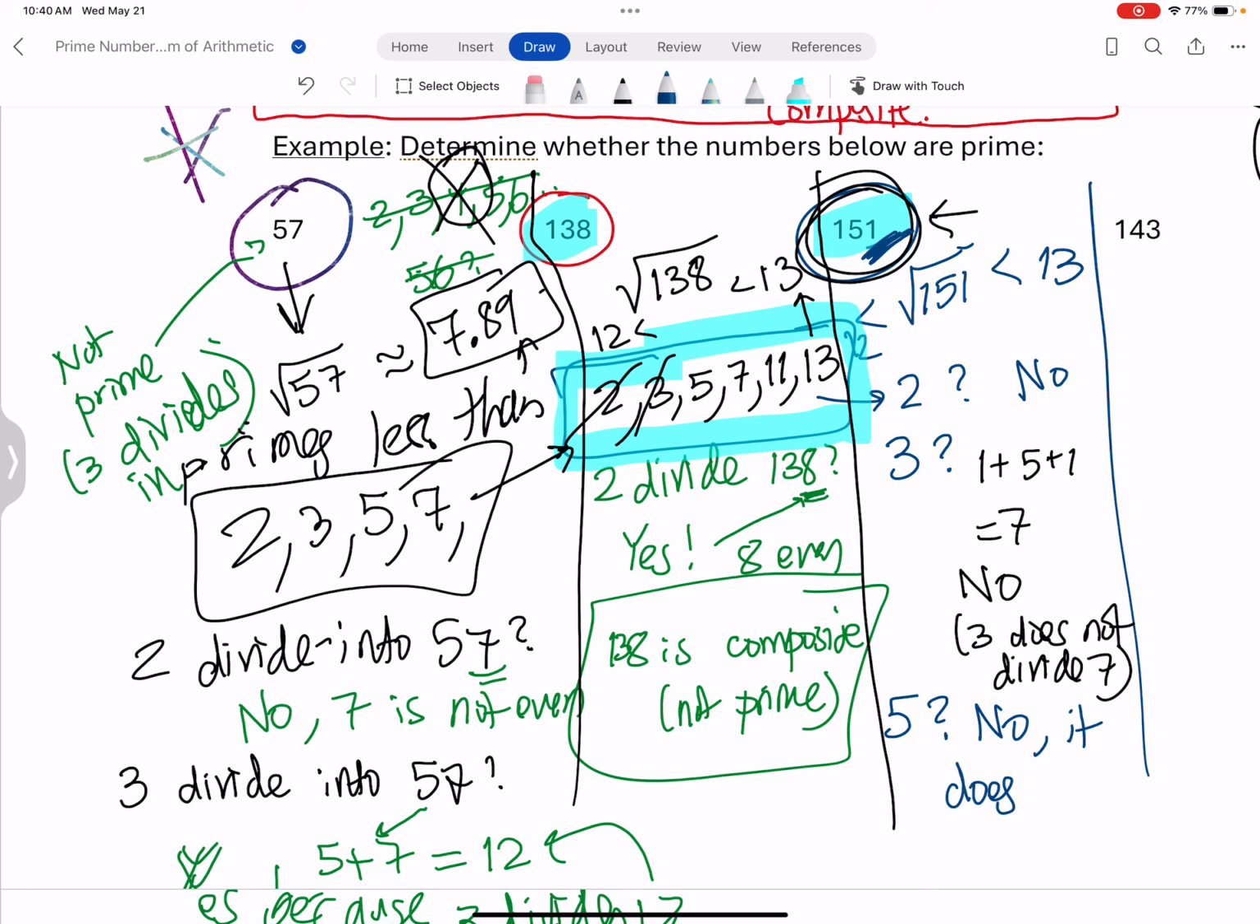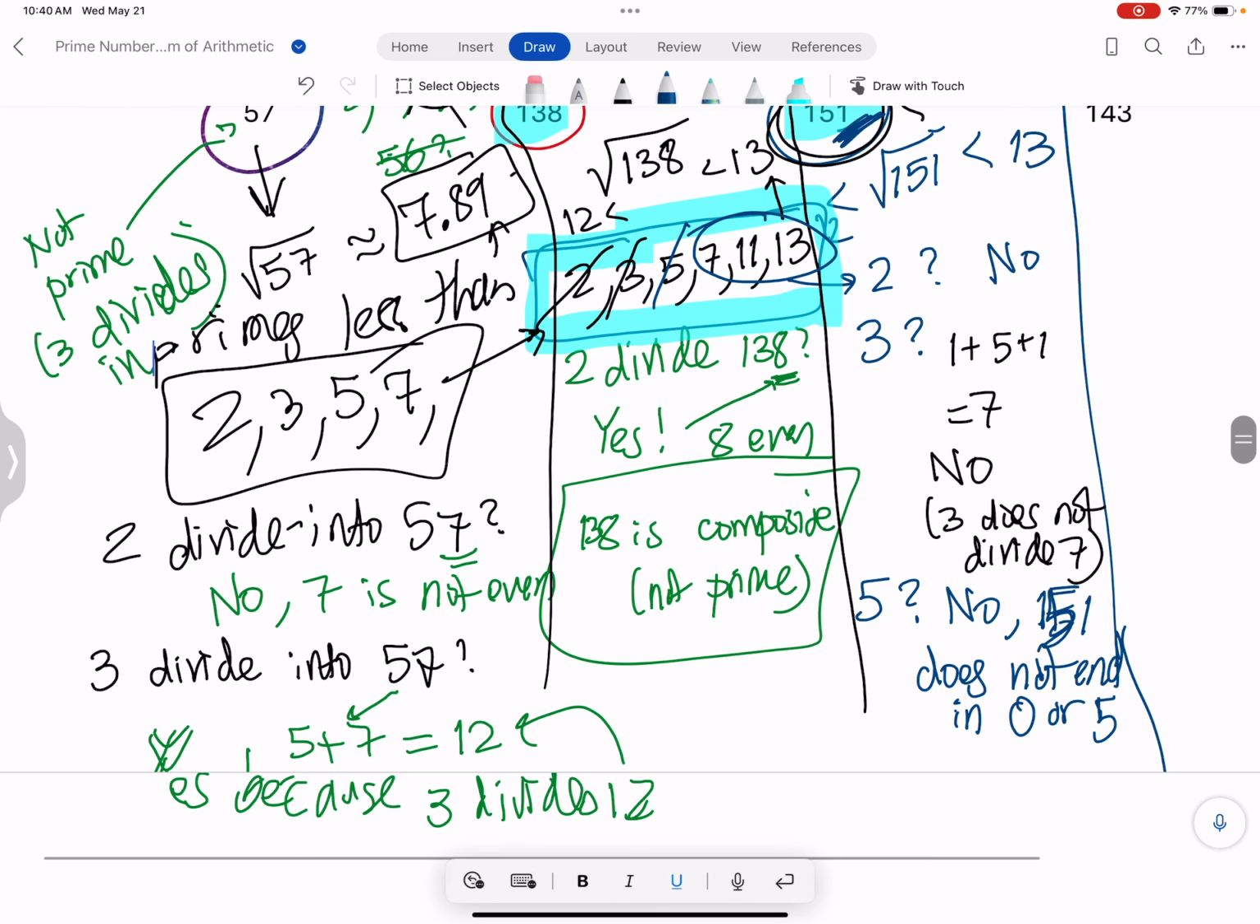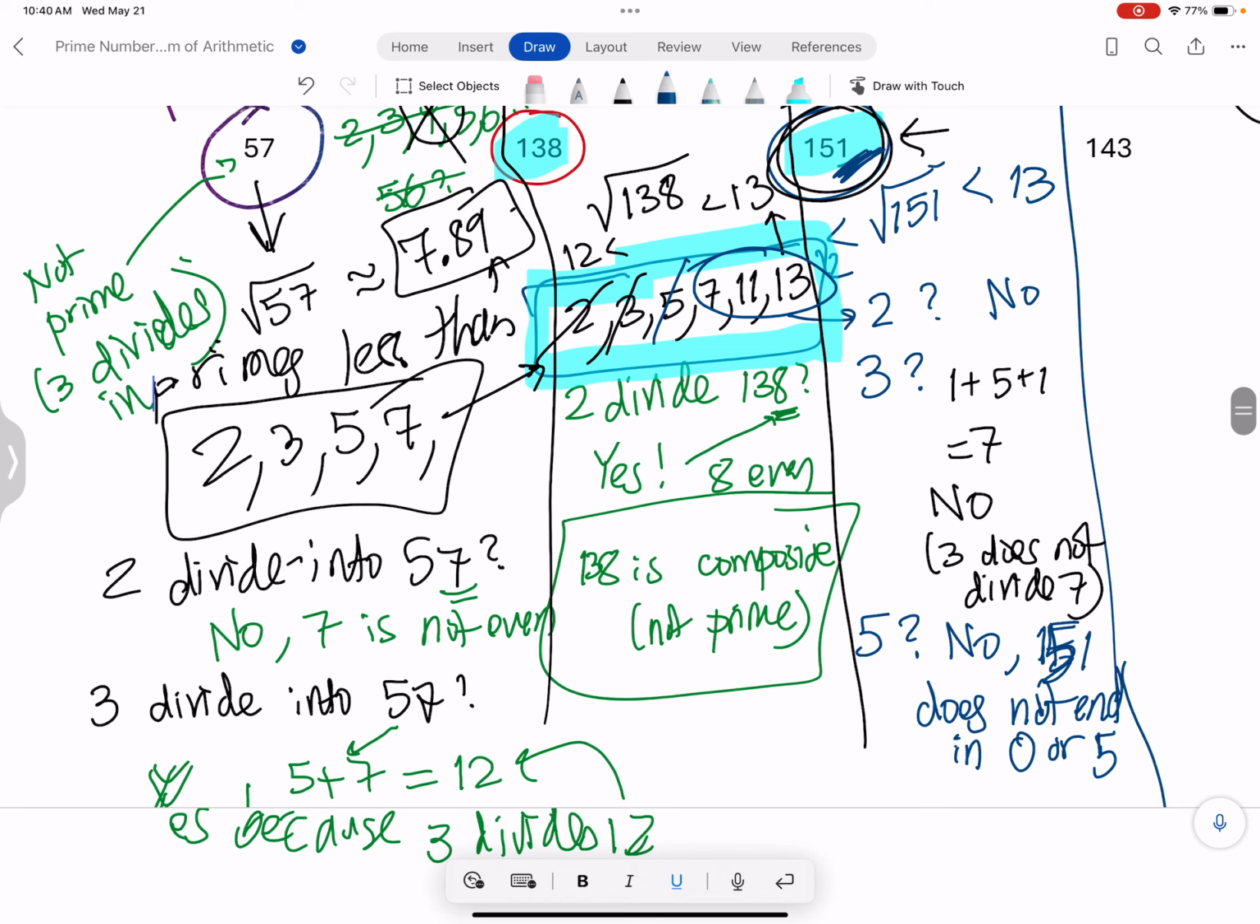I shouldn't say it, I should say 151. Does not end. Not that you have to explain it, but maybe later, if you're looking back at these notes and you say, wait, why was that a no again? All right, and then once we get past 5, we don't really have tests for these. Or I think there are tests, but they're kind of complicated, so I would just go ahead and try to divide them, either with a calculator or by hand.